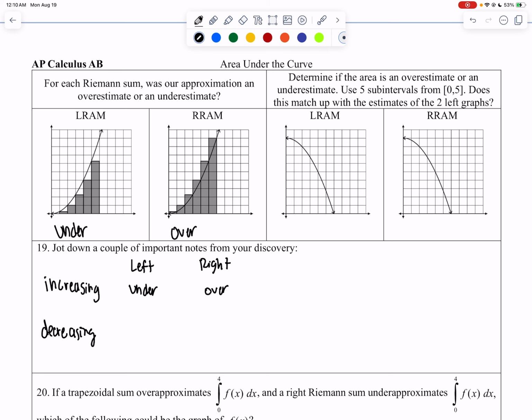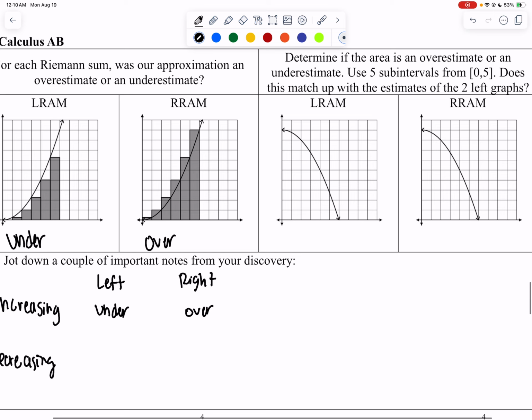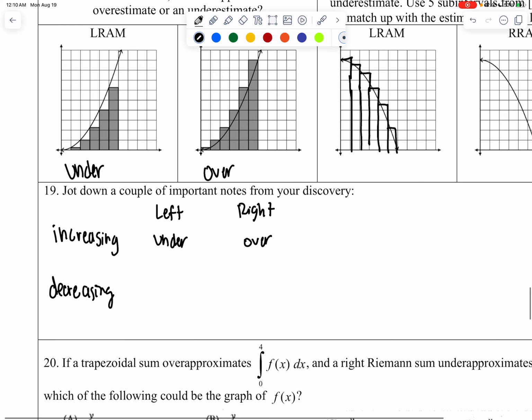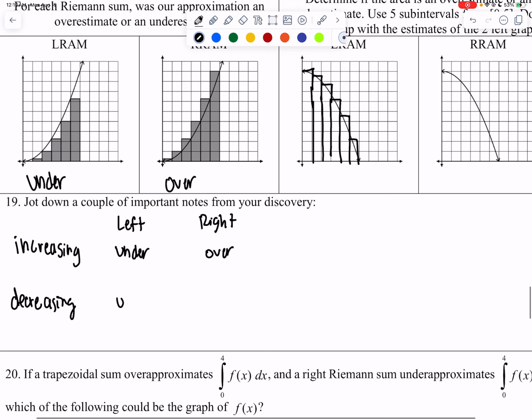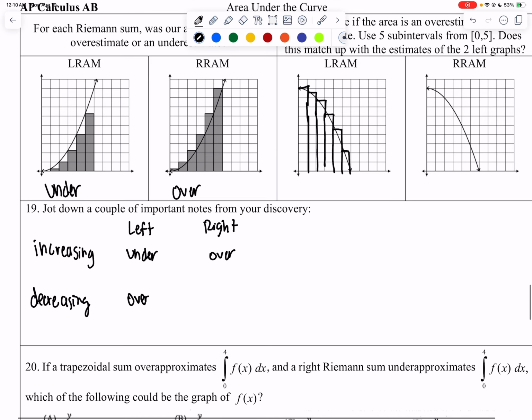Well, guess what? If you have a decreasing function and if I have a left Riemann sum right here, notice how here, if I do my leftmost points, I'm overestimating right here. Overestimating. So that means that if I'm decreasing, if I have a decreasing function, I have an overestimate if I have a left Riemann sum.